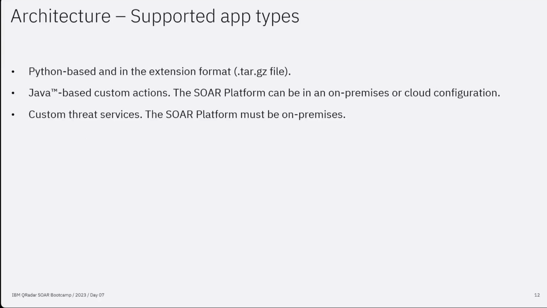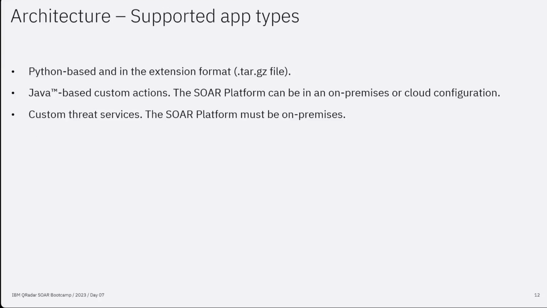Now, the last aspect in the architecture is the supported app types. So these are the types of apps that you require on the integration server. So let's say if you have Python-based apps, they'll be in the extension format .tar.gz file. Here, the SOAR platform can be in on-prem or cloud configuration. For Java-based custom actions, the SOAR platform can be, again, same as on-prem or cloud configuration. For custom thread services, the SOAR platform here must be only on-prem.